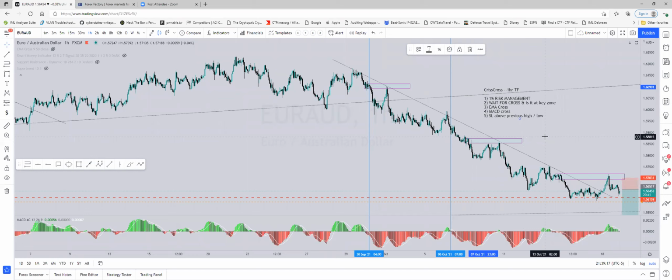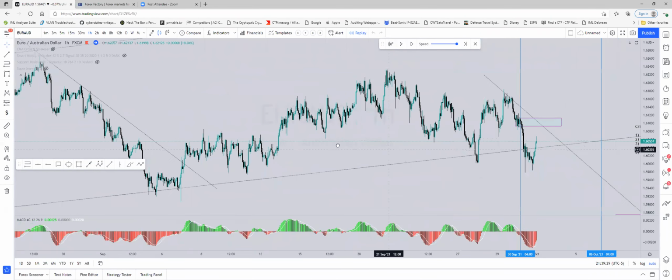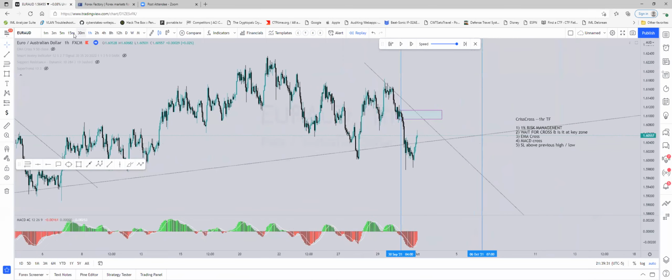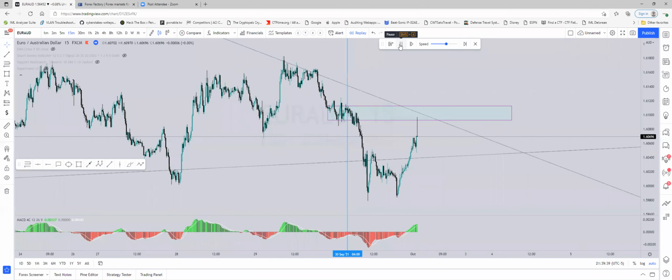Let's do this. Cut this off and let's go to a lower time frame and see where we would have gotten the cross. All right, turn on your EMAs. Oh yeah.